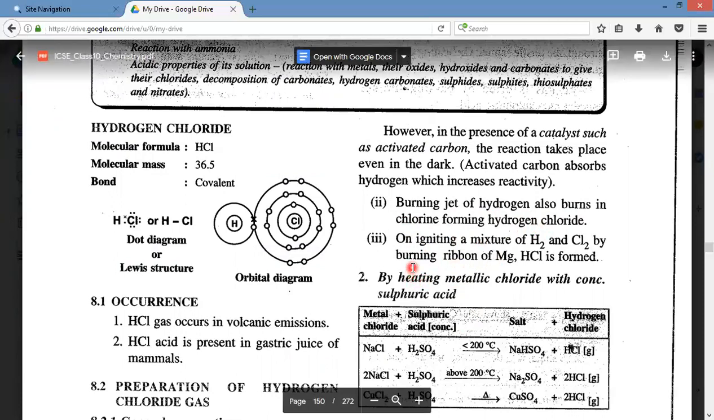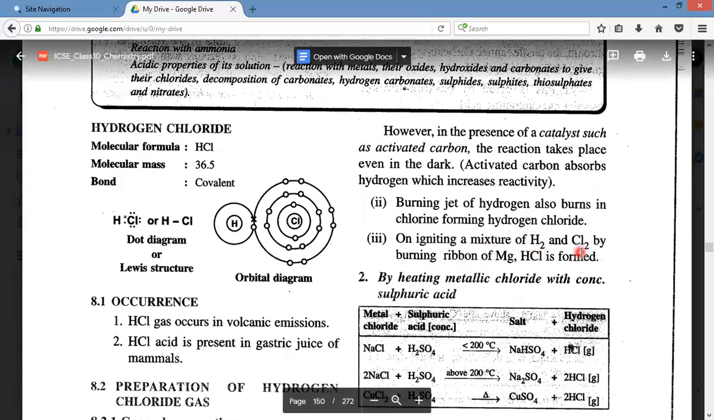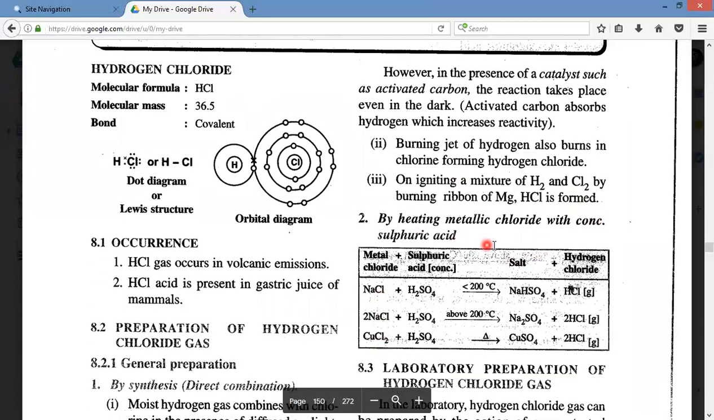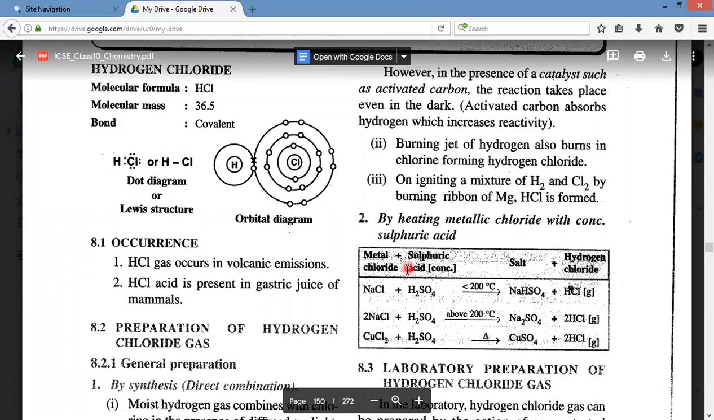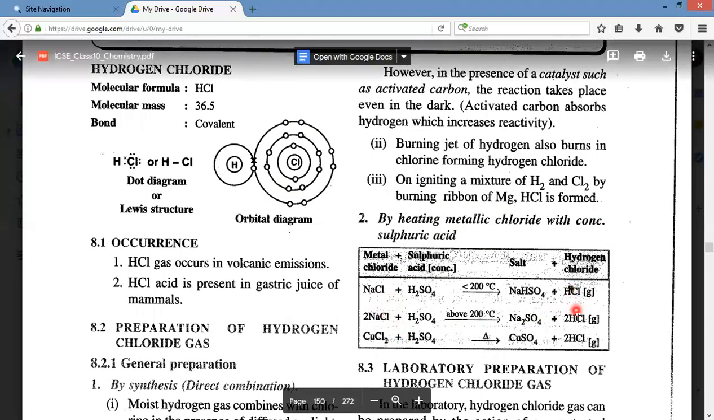The third way is by igniting a mixture. We ignite a mixture of hydrogen and chlorine gas, for example by burning a ribbon of magnesium, and HCl is also formed by this. The second process is treating a metal chloride with concentrated sulfuric acid. By treating the metal chloride with sulfuric acid, hydrogen chloride is formed.